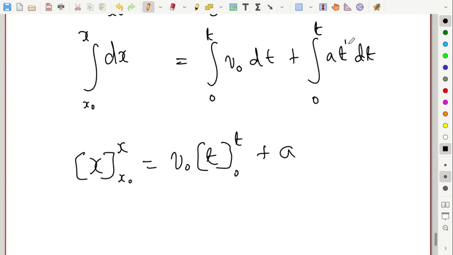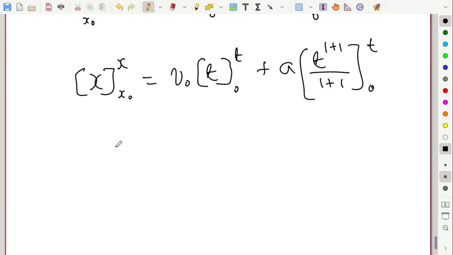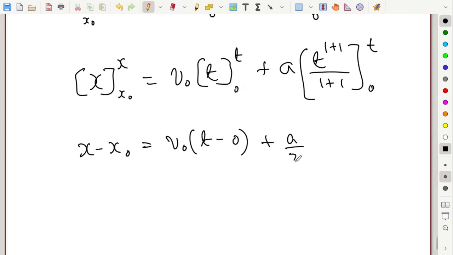Okay, so instead of n we have 1 here, therefore this becomes t power 1 plus 1 divided by 1 plus 1 within the limit 0 to t. Okay, when we integrate within this limit, we now just have to substitute the limits. So upper limit minus lower limit, equal to v naught times (upper limit minus lower limit), t minus 0. Upper limit put, lower limit put, plus a, and 1 plus 1 is 2, we can take that outside.